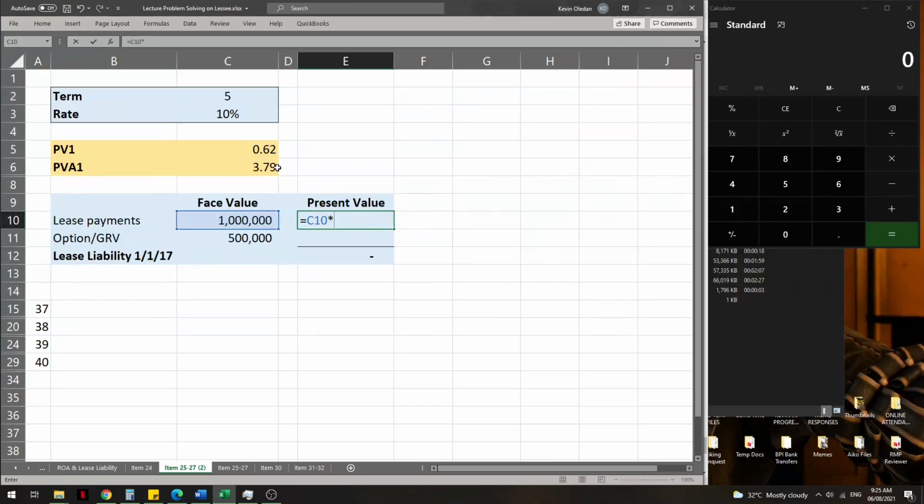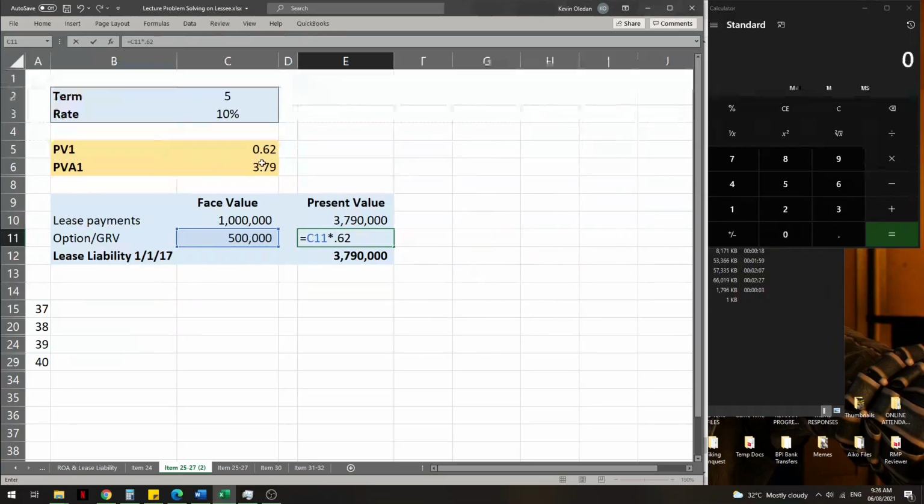To make sure that we have accurate decimal places, I will just type in 3.79. But know that it's already here, ha? 1 million times 3.79, that should give us 3,790,000. And then the present value of our option, that is 500,000 multiplied by 0.62.